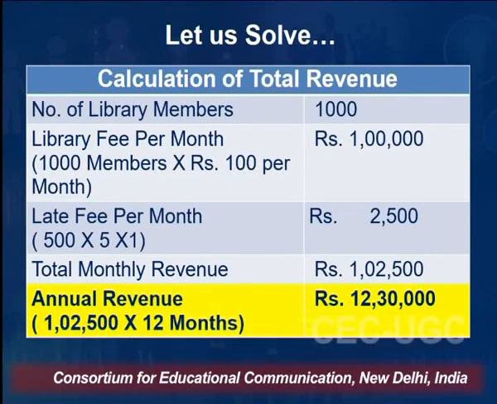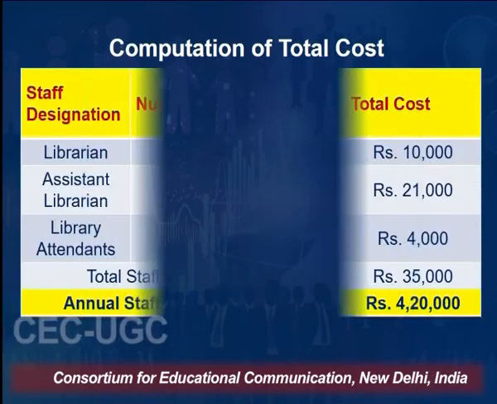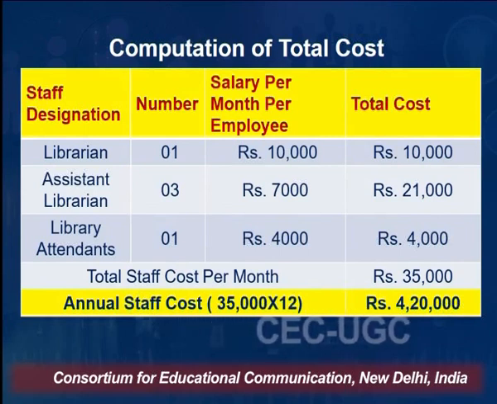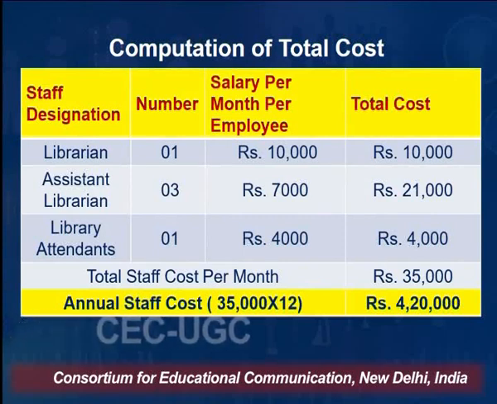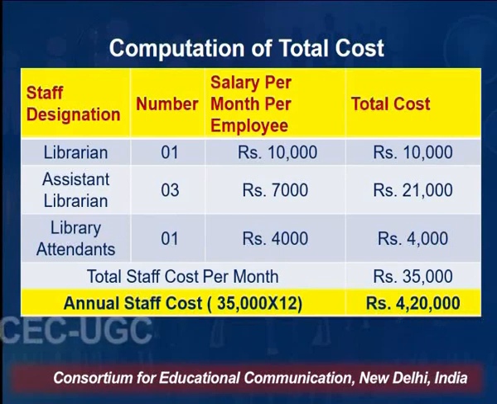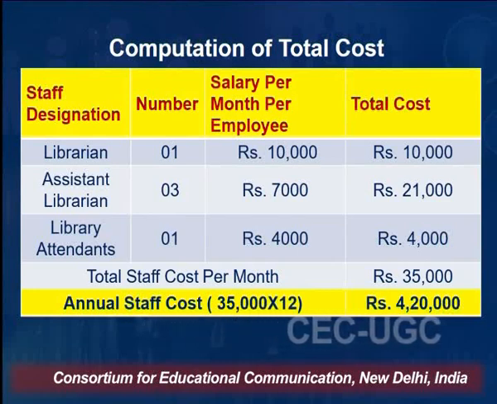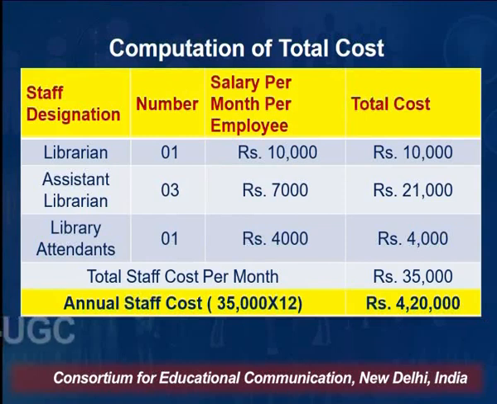Now once the revenue is computed, the next step is to calculate the cost. We will go for computing the total cost, and it is very simple. On account of total cost, first of all we have to focus on the staff which we have employed for it. So the question has reported the staff designation, number of staff employed, their salary per month. So very simple to calculate. Librarian, there is only one librarian in this library, and salary per month for librarian is 10,000 rupees. So total cost of librarian is 10,000.